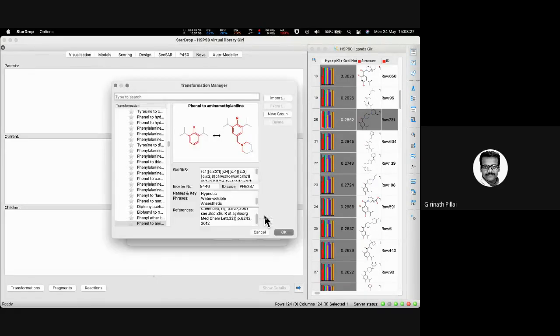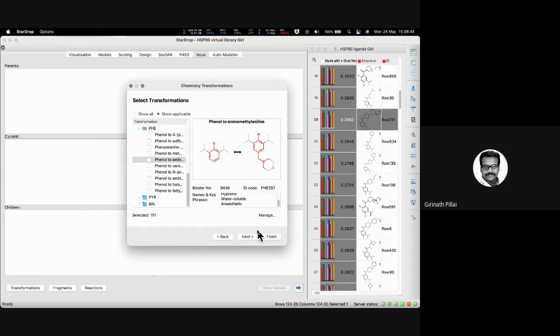If you click on manage, you could see some literature references here. In this literature reference, they have clearly mentioned about phenol to aminomethyl aniline, how it is being carried out. So you get an idea about retrosynthesis also, about the transformations. You are transforming only that particular region in your compound to this region.